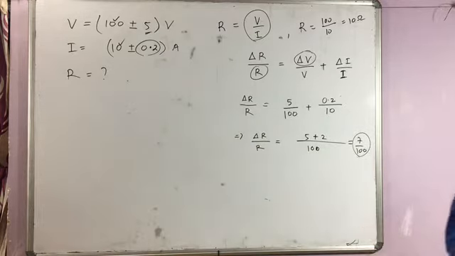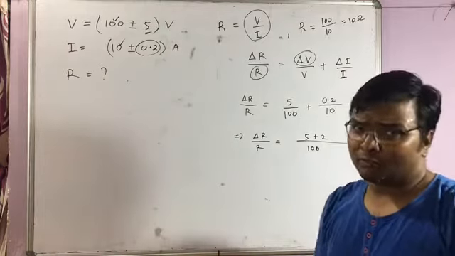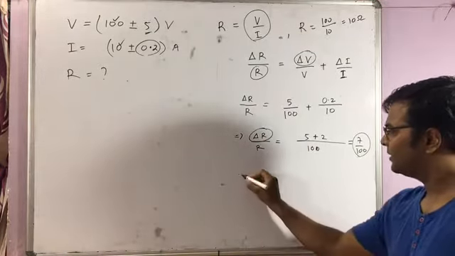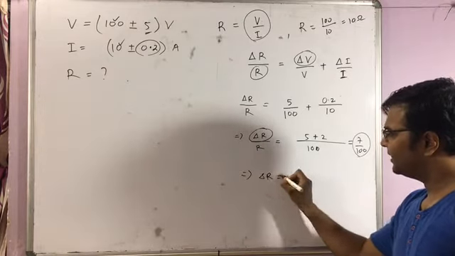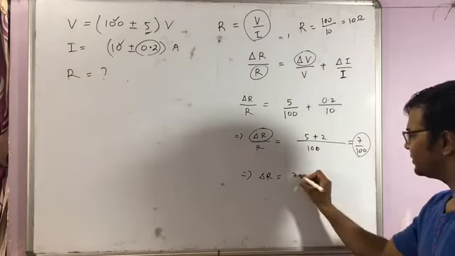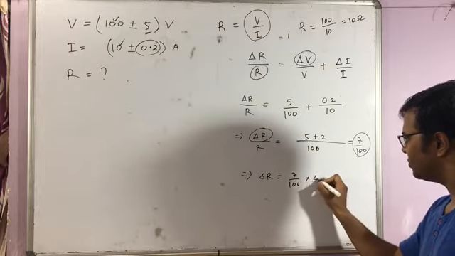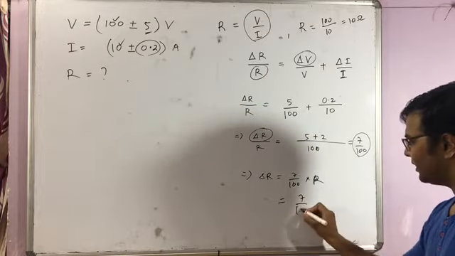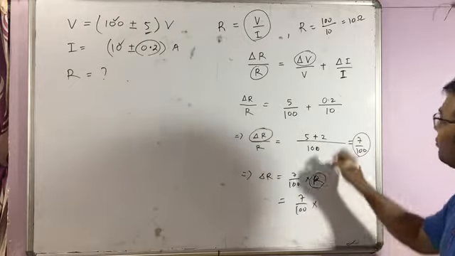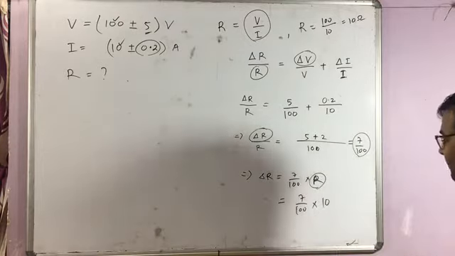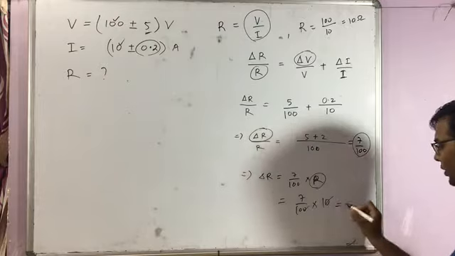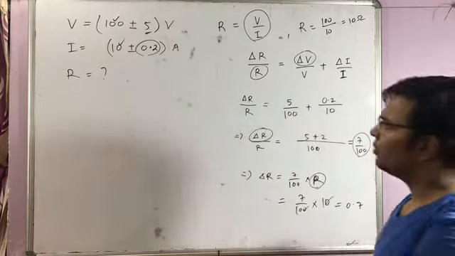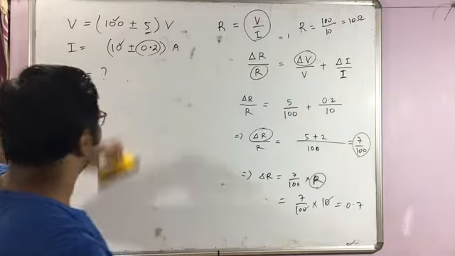But here it is asked to report the result of R, meaning you need to find the value of delta R. Here delta R is given by 7 by 100 into R. We have calculated R as 10, so 7 by 100 into 10 will be 0.7. Now you can report your result.